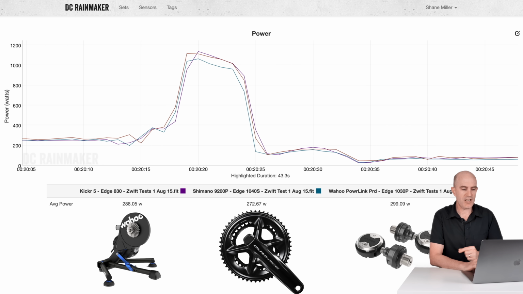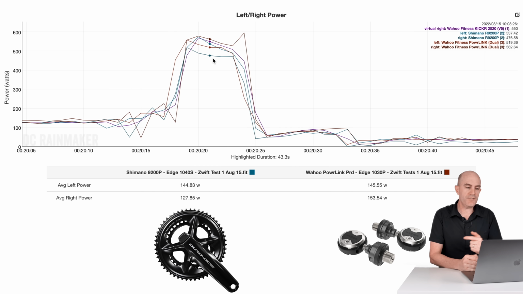Here is another sprint done with the Wahoo Powerlinks. Again, the Wahoo Powerlink agreeing with the Kicker 5, and the Shimano under-reading on both of those, definitely more than 1.5%. Pulling up the left-right balance of that sprint, there's further indication that the Shimano R9200P on the right-hand side is under-reading up against the Wahoo Fitness Powerlink on the right-hand side, giving an overall lower reading than what it possibly should be.